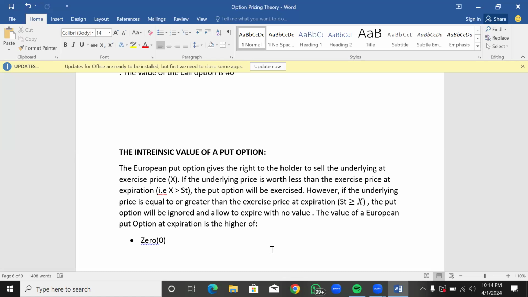Please explain that again. This 0 you just explained. We just got 0 there, and it's written here that the option will be ignored and allowed to expire with no value. So anytime we have 0, it means that the person is ignoring the option. The person is not taking it. Probably it's not favorable to the person, so he's ignoring it. Anytime we have 0, it means that it's ignored. The option is not exercised.